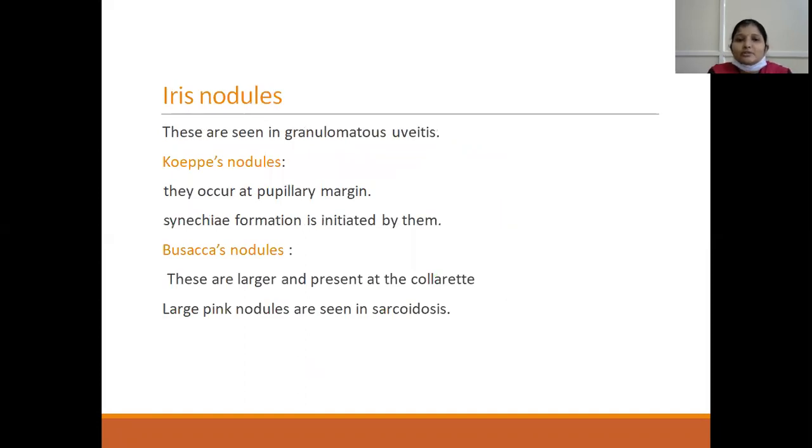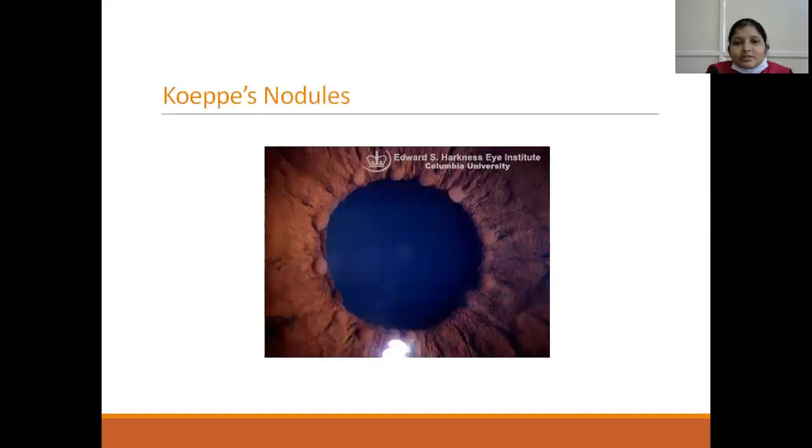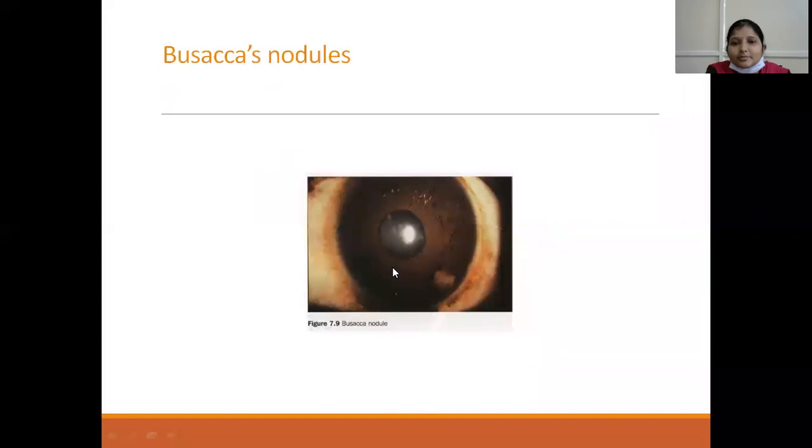So iris nodules, there are two types: Koppe's and Busacca's nodules. This is an important PG bit for you. Koppe's nodules, here you can see there are nodular aggregations of epithelioid cells and giant cells present in the pupillary margin. You can remember Koppe's, P means pupil. Koppe's nodules are present in the pupillary margin. Busacca's nodules are present in the collarette. So here you can see a Busacca nodule present in the collarette.